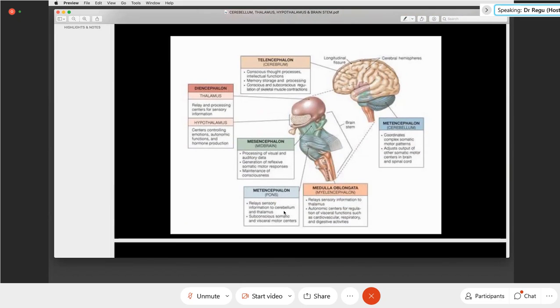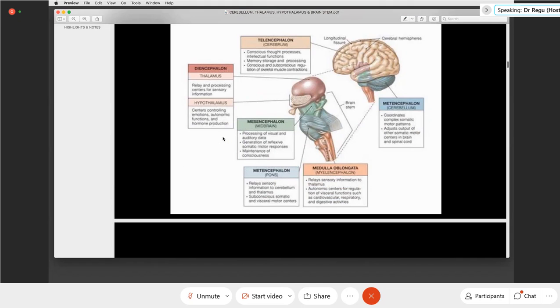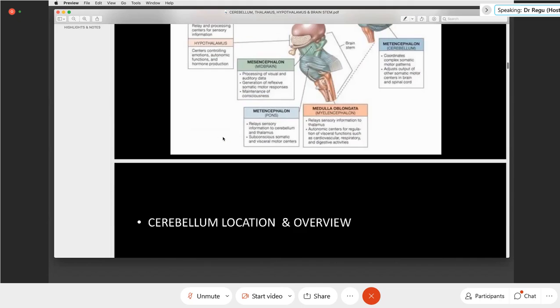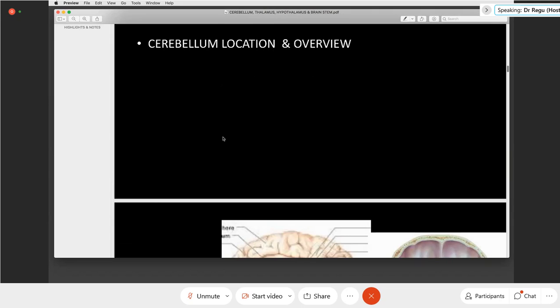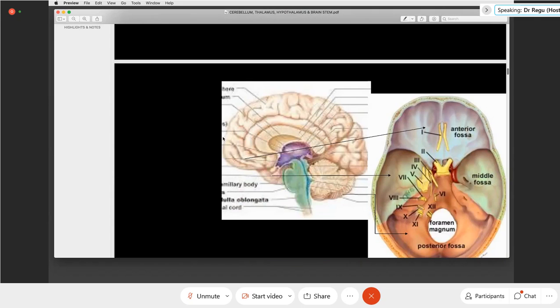So now this imagery is basically a little bit more detail on the functions and all, but I think what is more important is let's move on into the anatomy. Okay. So the cerebellum, as I mentioned to you, is a part of the hindbrain at the back here.